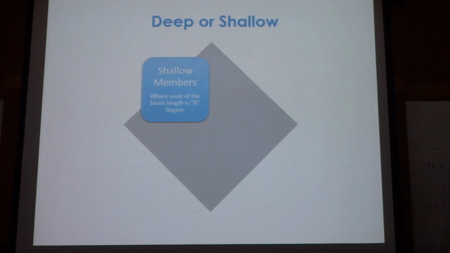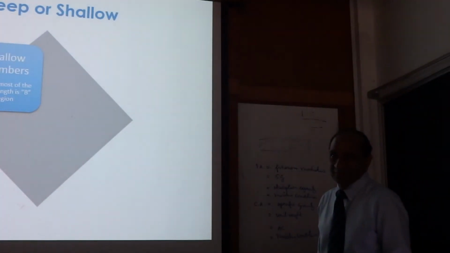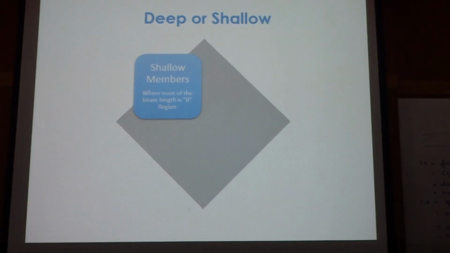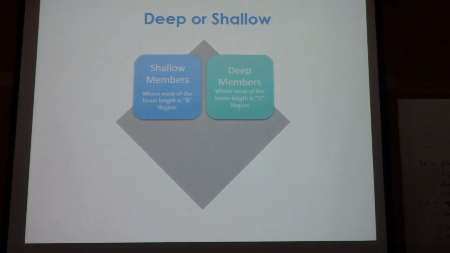Shallow members, for which our normal beam design theory applies, are members where most of the beam length is B region, correct? If you are going to have a closed book exam for the final, some of the questions will be from this slide or similar slides. You will get a sketch and they will ask you to mark B region and D region, or define which is a deep beam or not deep, something like that. Deep members are where most of the beam length is in D region. We already talked about this.